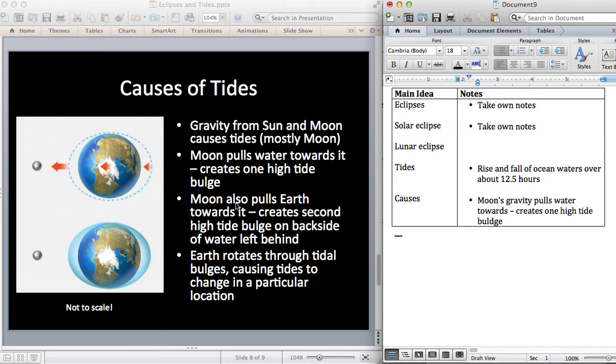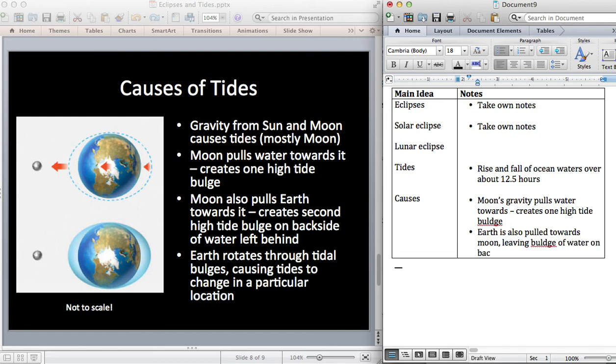What's happening is the moon is also pulling the Earth towards it, just a little bit. You can see with that red arrow right there. And that creates a second bulge on the back side of the Earth from water that gets left behind. So you can imagine there's water here, and all of a sudden the Earth gets whoop, pulled away. So there's a bulge of water left behind. So we can say the Earth is also pulled to the moon, leaving a bulge of water on the back side. I misspelled bulge, no D in bulge.